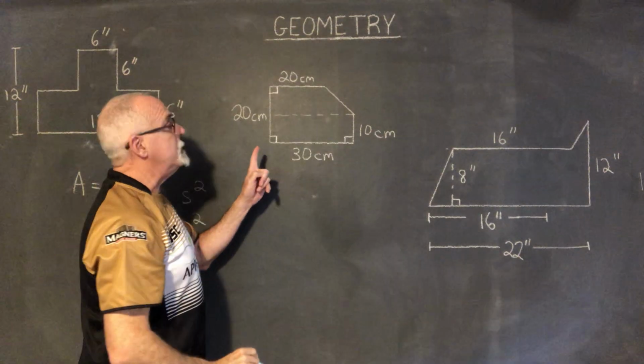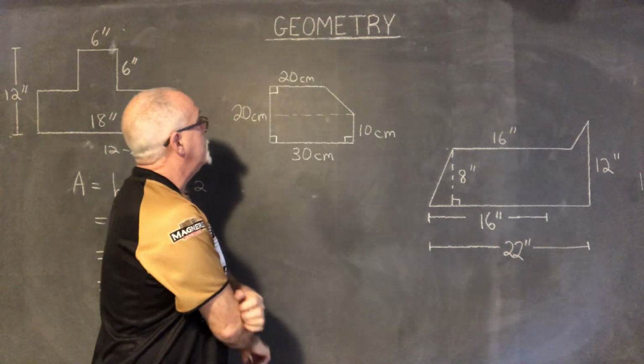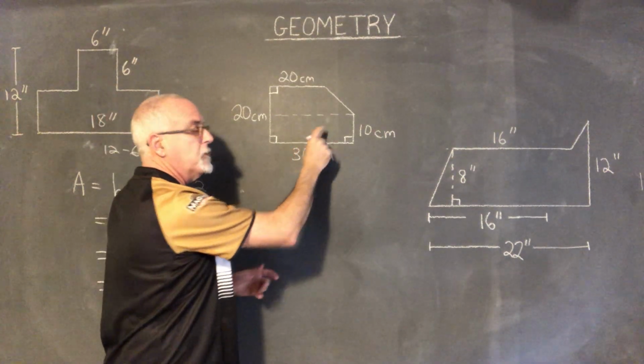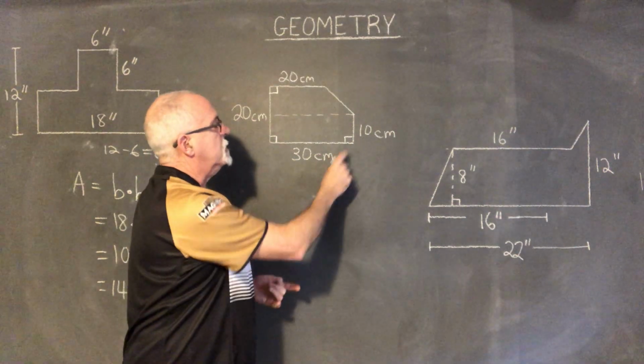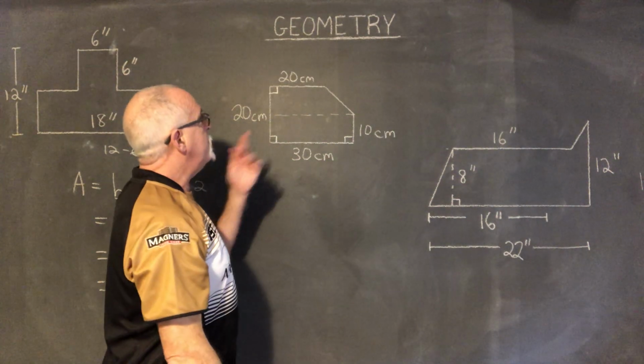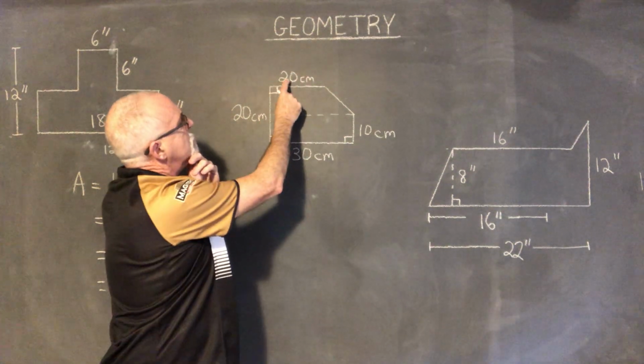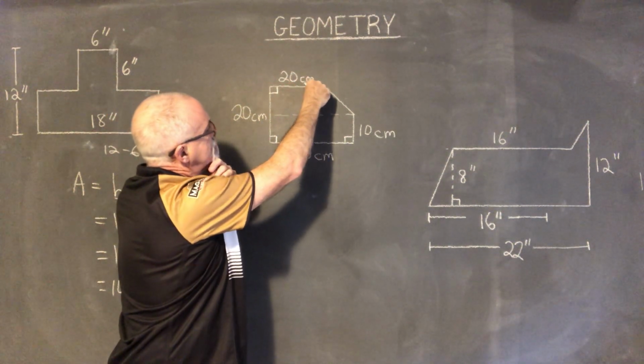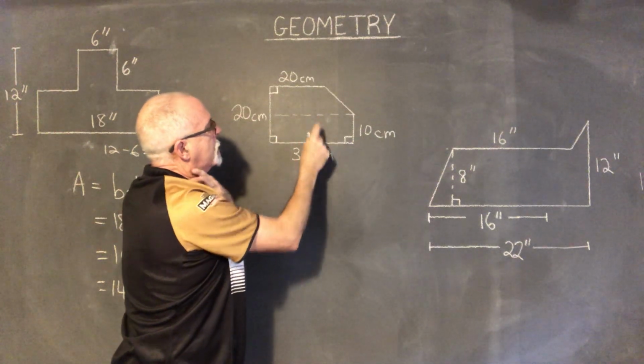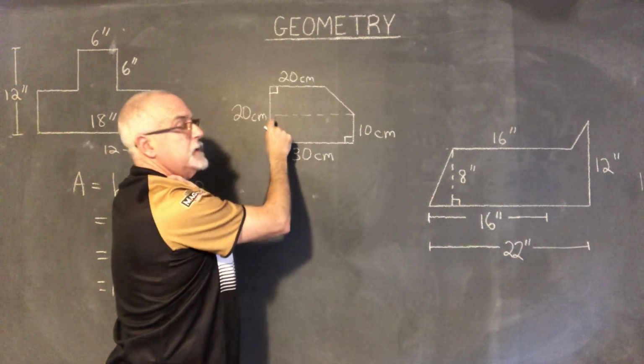No, I don't have all the information I need yet, so I don't want to do the area formula yet. For the rectangle at the bottom, yes, I have enough information. The base is 30 and the height is 10. But for the right trapezoid, that's the top part of this figure, I know that this small base is 20. I know that the big base, my dotted line, is going to be 30. But what is the height?